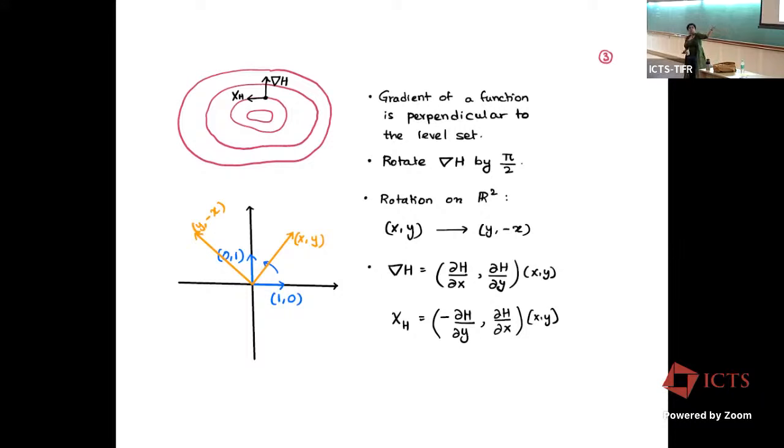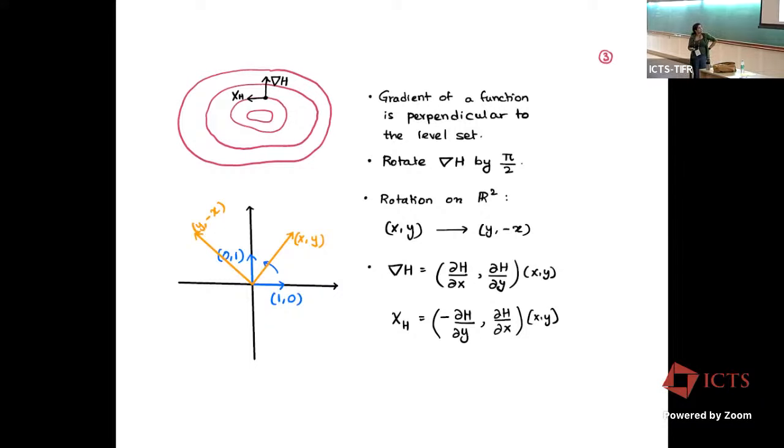Now at each point on R2, I have a vector, and I want to travel so that I'm always tangent to this vector. Then I will remain on my level set when I'm walking on my mountain.